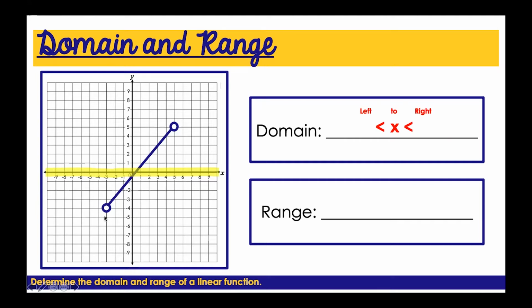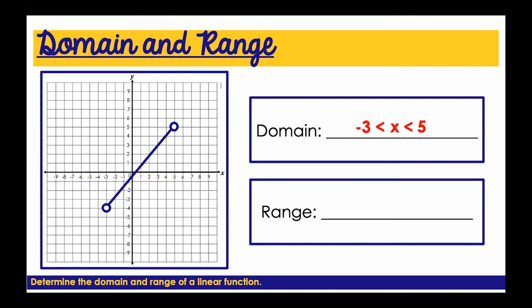Go to your leftmost point. Your leftmost point is right here, and it touches the x-axis at -3. So the first part of my domain is -3. Then go all the way to the right. The rightmost point touches the x-axis at 5. So my domain is all real numbers greater than -3 and less than 5.